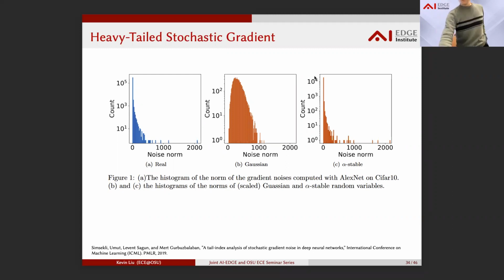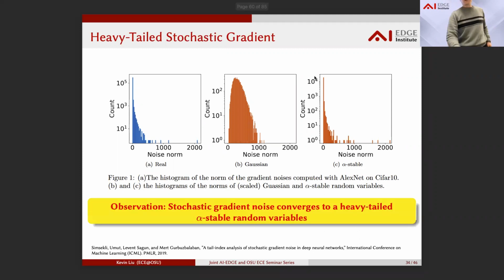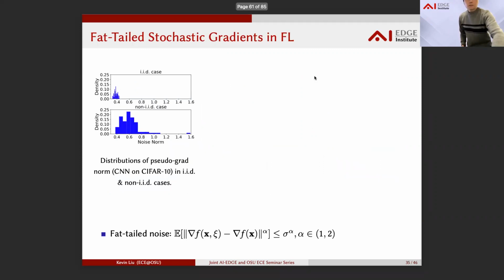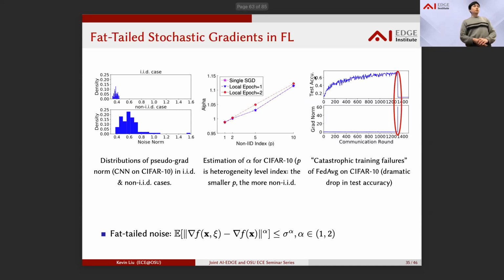So that actually motivated us to study whether the same thing can also happen in federated learning. Well, actually, the answer is yes. Here's a very simple experiment we tried out. This is a CNN on CIFAR-10. What motivates us to study this kind of heavy tail or fat tail is something called catastrophic failure in the FL community. Catastrophic training failure means that something happened dramatically during your training process.